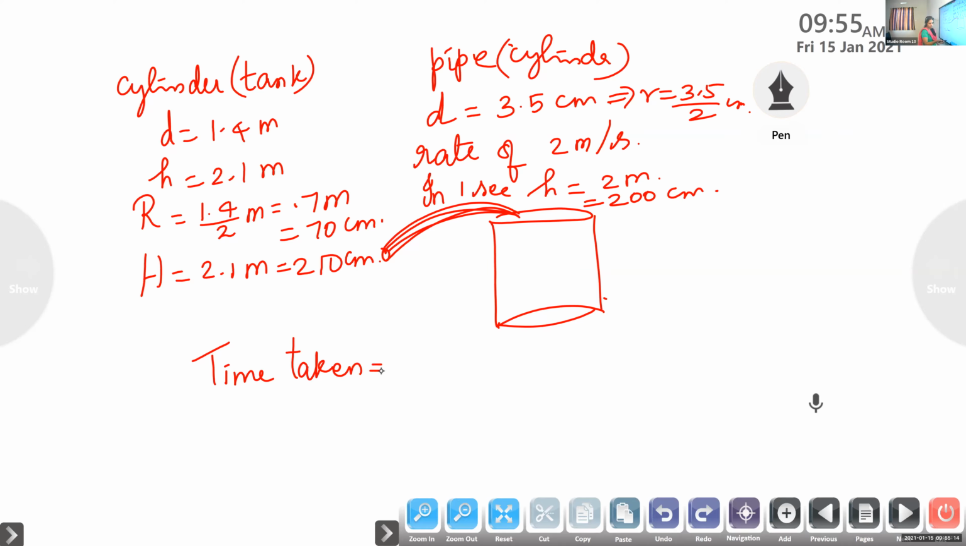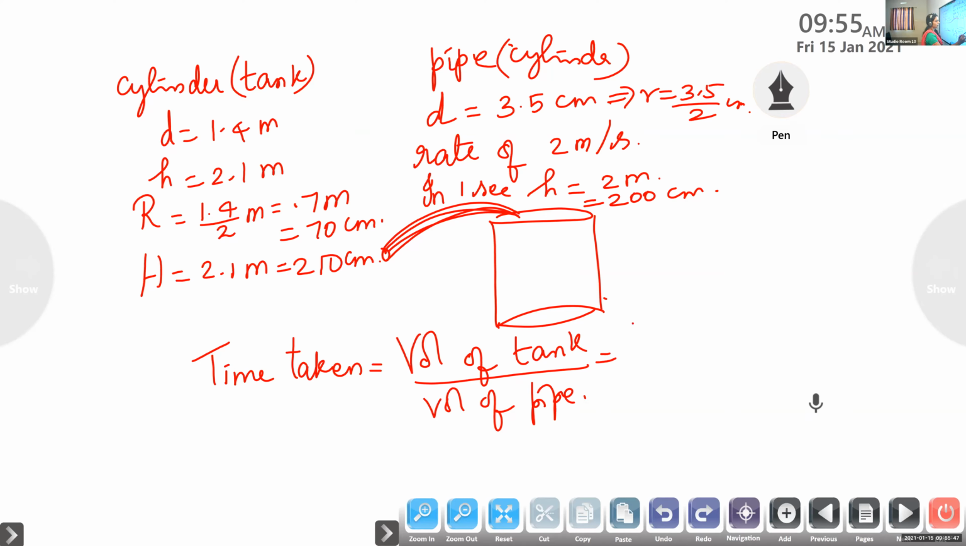We are asked to find out the time taken. So what is the thing easily you can do? Volume of the bigger one by volume of the smaller one, like what we do for number of objects. Suppose one object is melted and made into another one and you are asked to find the number of objects. The same way here, the time taken is the volume of the tank by the volume of the pipe. You will be getting the time taken in seconds because the units are given in seconds.